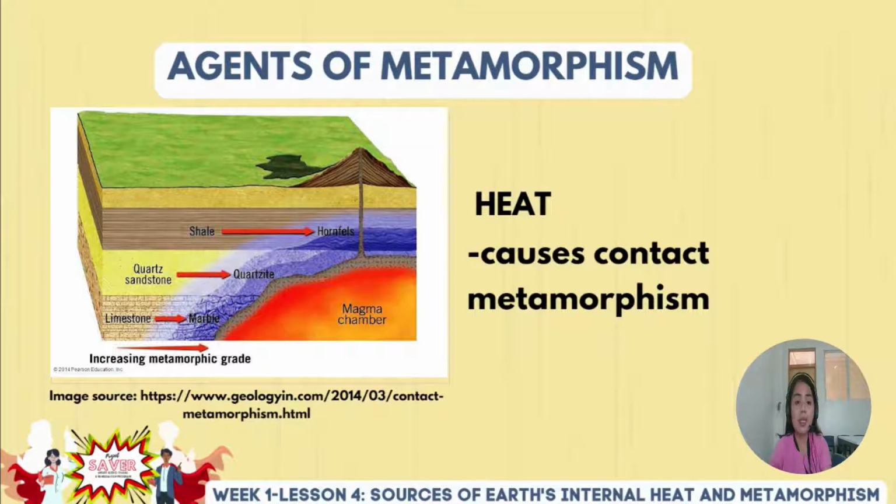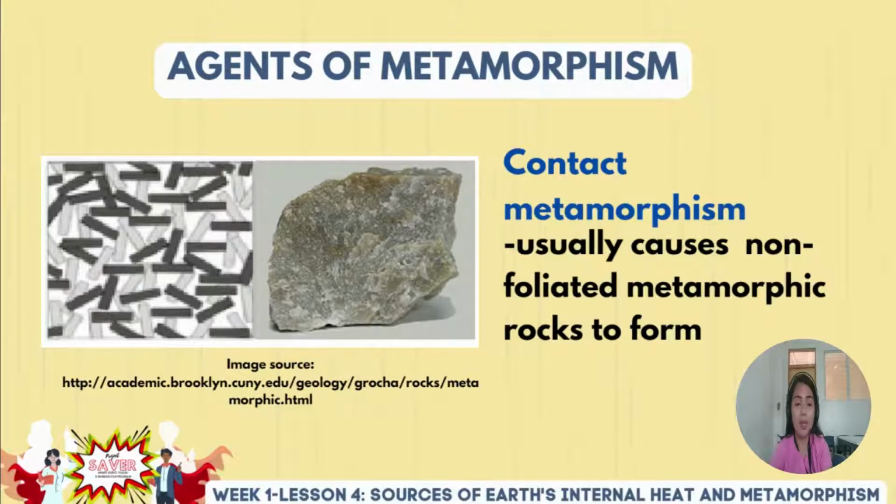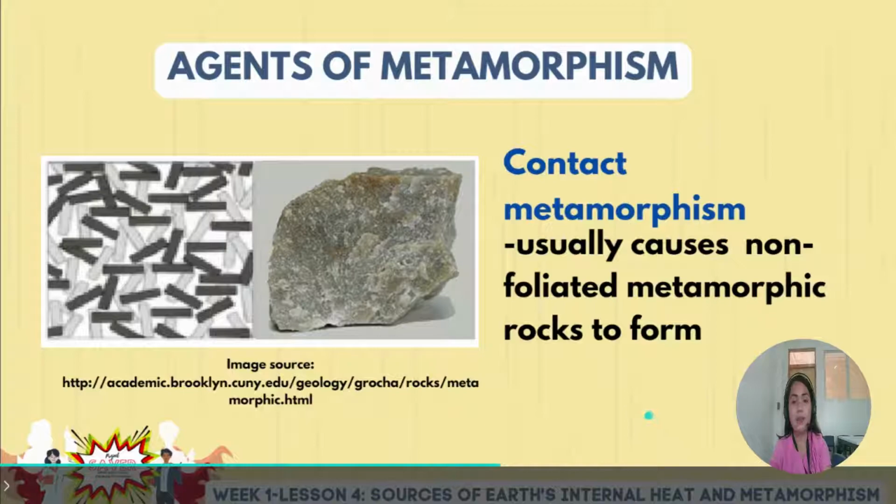Sa contact metamorphism, yung mga pre-existing rock katulad ng shale, quartz, sandstone, and limestone ay naiinitan dahil sa pagiging malapit sa magma chamber. Kapag nainitan ang mga pre-existing rock na ito, maaaring magbago ang kanilang chemical composition at maging bagong type ng rock. Usually, ang mga metamorphic rocks na nabubuo dahil sa contact metamorphism ay walang lines or bands na tinatawag na foliation. Kung mapapansin natin sa picture, random ang pagkakaayos ng minerals.